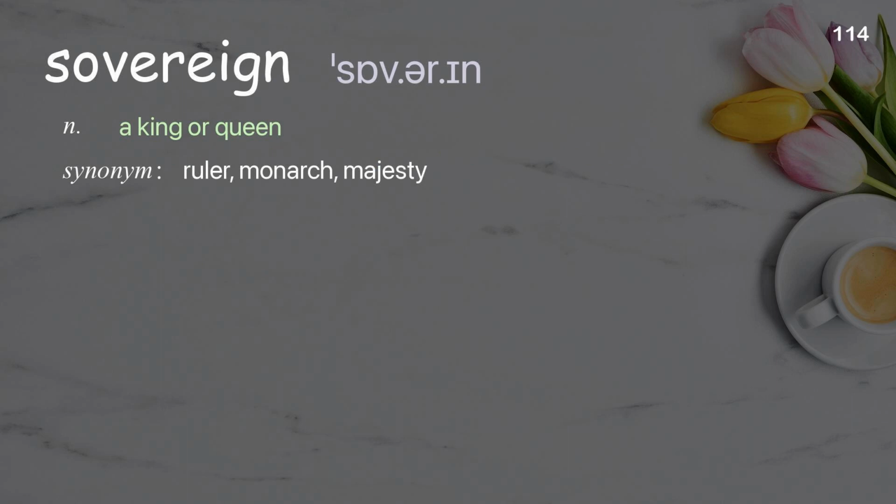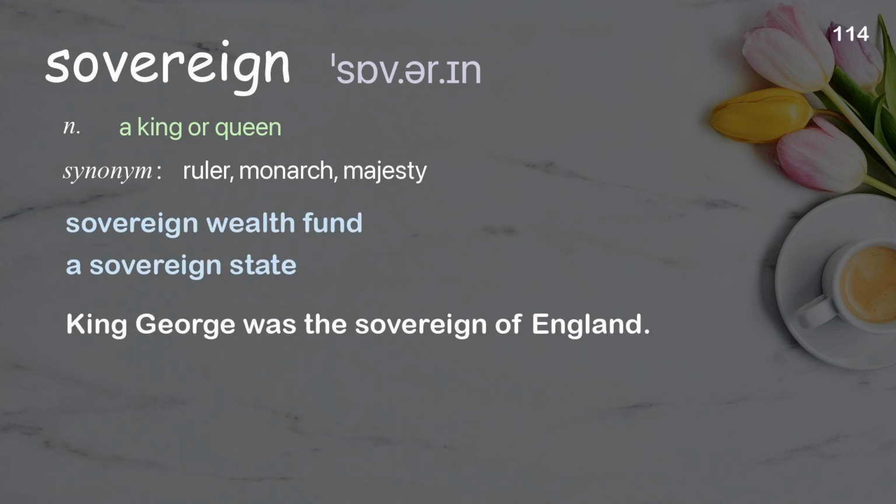Sovereign. A king or queen. Examples: Sovereign wealth fund. A sovereign state. King George was the sovereign of England.